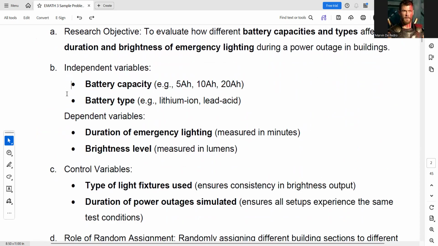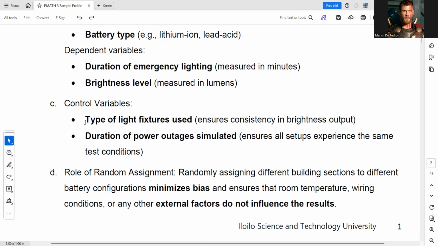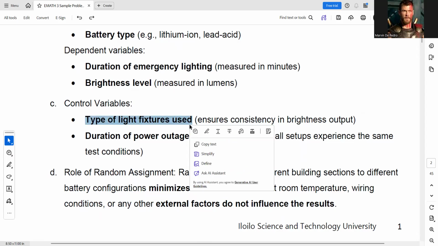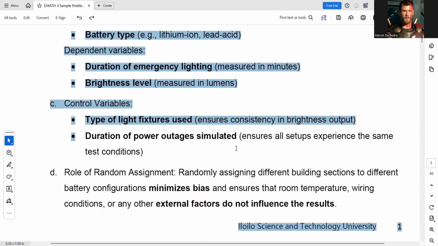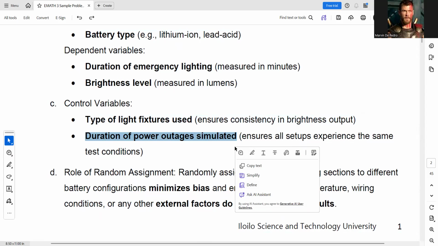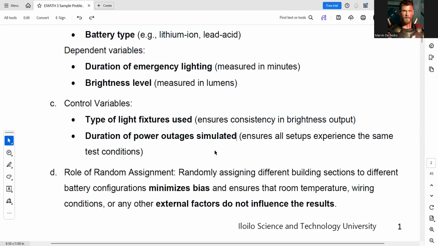Okay, so now, regarding the control structures, to make sure we are having an accurate experiment, we make sure that the type of light fixtures, or the lighting that we have in our controlled environment, are fixed. Okay, they have to be consistent in terms of brightness, and then the duration of power outages simulated must be the same for the entire experiment. Okay, for both groups. This ensures all setups experience the same test conditions.